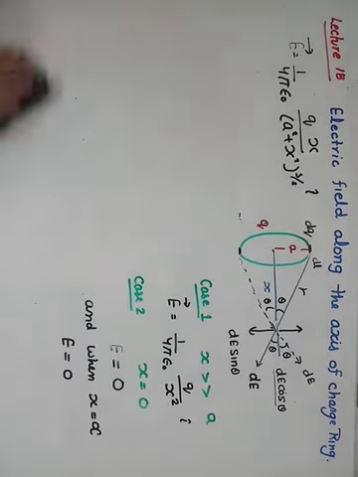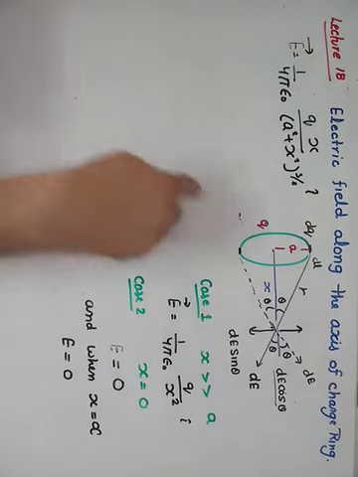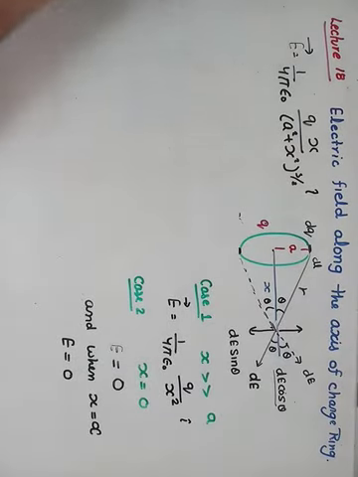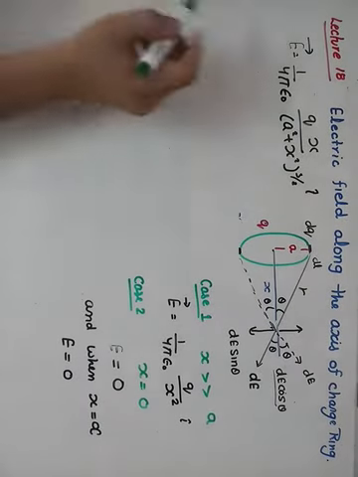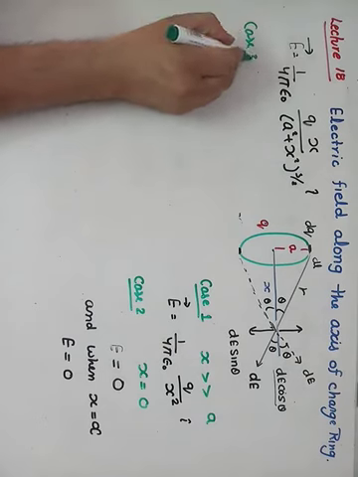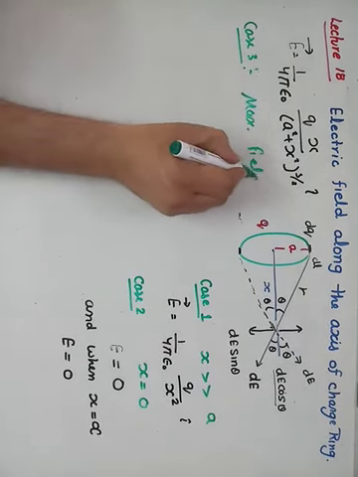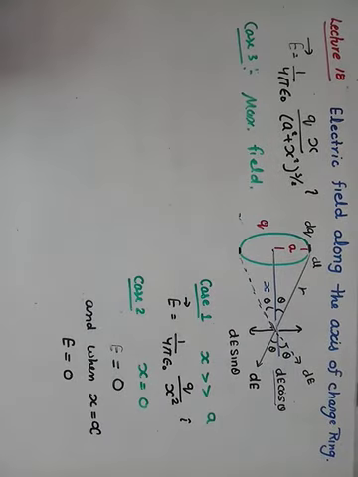Now that means the electric field at the center is 0, at infinity is 0, and at a certain point it will be maximum. So how will you find the maximum field? Next, case 3 is maximum field. How will you get the maxima?